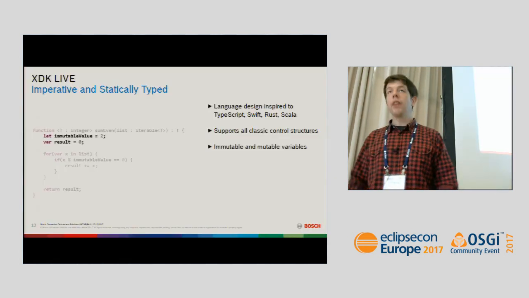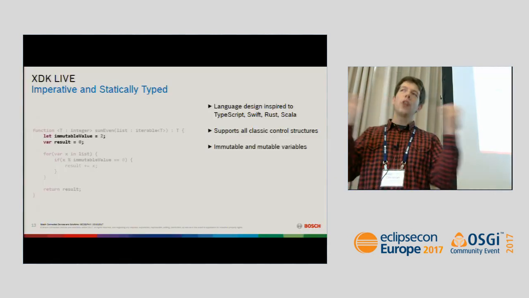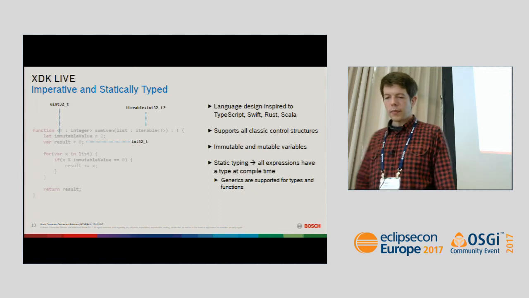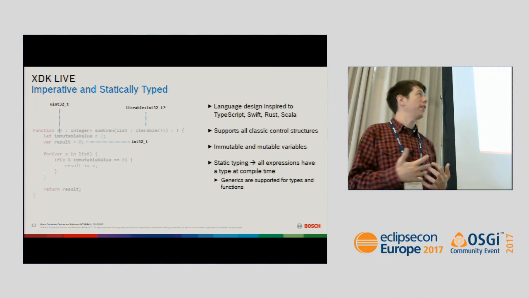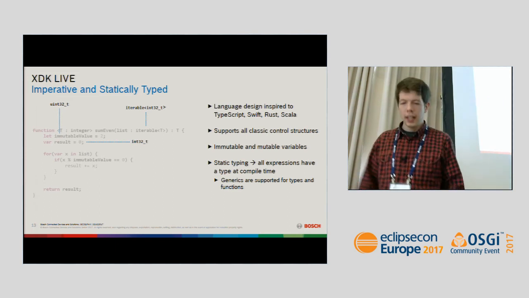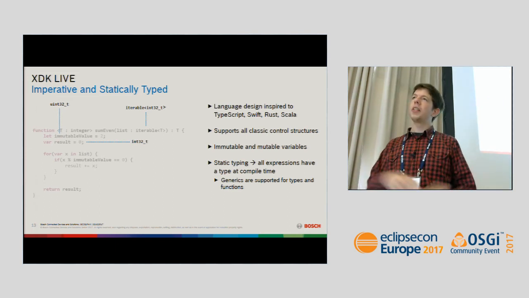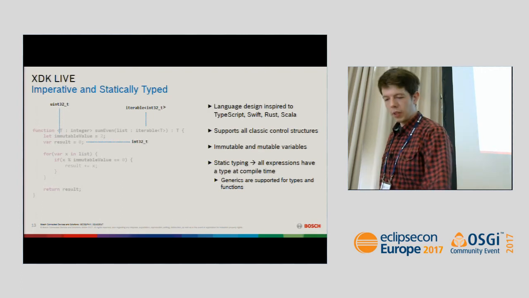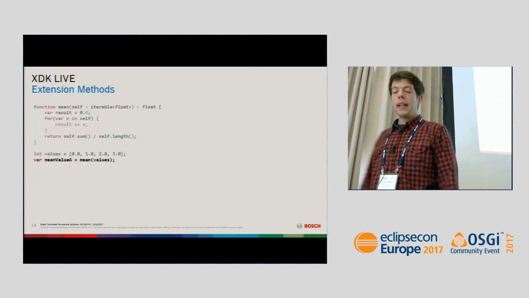You have mutable and immutable variables, or constants. And you have static typing with generics, right? So for example, here we have a function that takes an iterable of T and returns a T, right? So classical generics. Then we have extension methods.